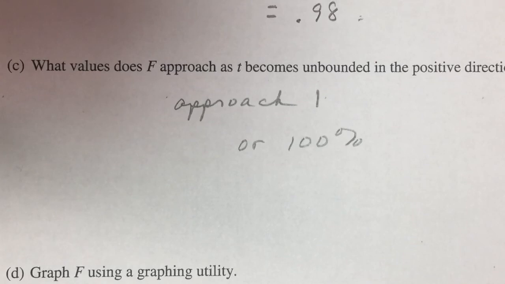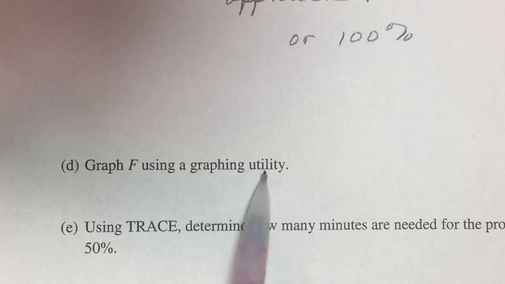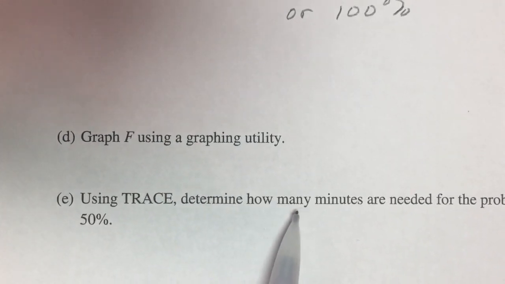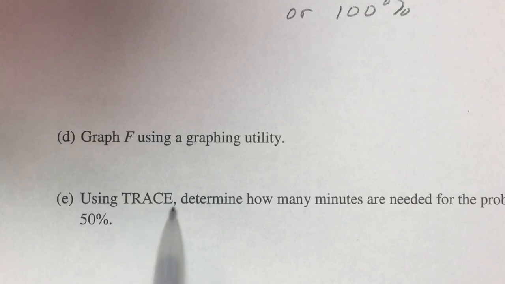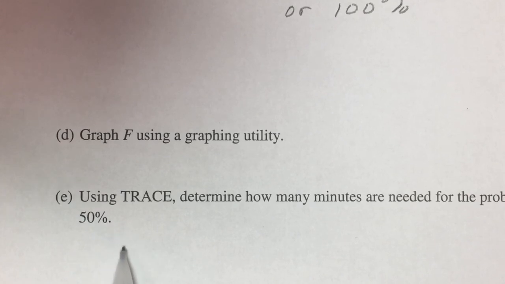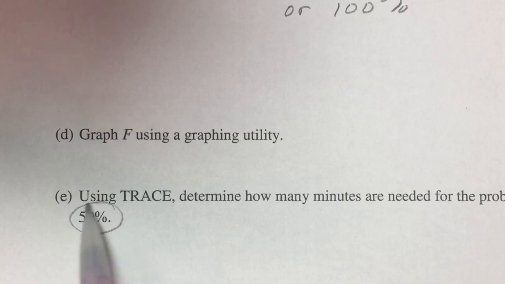The graphing calculator, they're asking you, and I'm not going to do it because I hope you can do it, they're asking you to graph the function in your graphing calculator and then use your trace button. If you press trace, you can kind of watch the cursor as it traces your function, and it says determine how many minutes are needed for the probability to reach 50%. So as you trace your function, you're going to look at the values and you're going to look for when the y is at 0.5, because this is the actual probability.